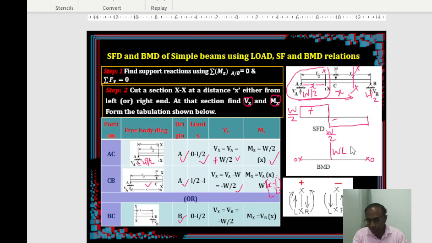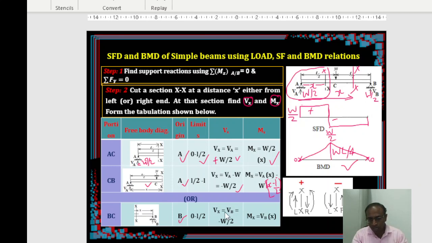Then how to join? Previously, because it was a constant value, I maintained a constant line. Now look at this expression, it is like y equal to mx format. So I am going to join with a linear, a straight line. That's it. So this is your bending moment diagram.